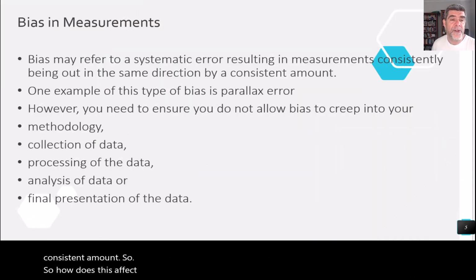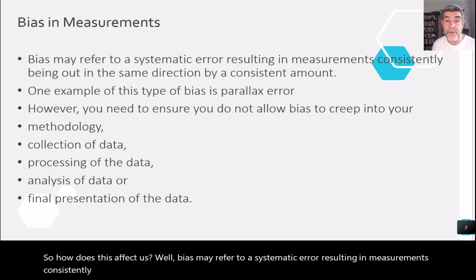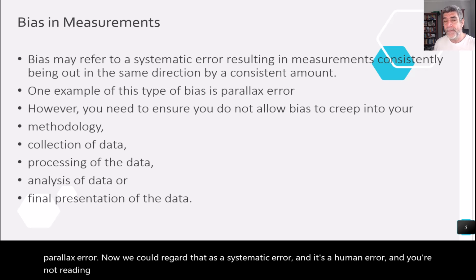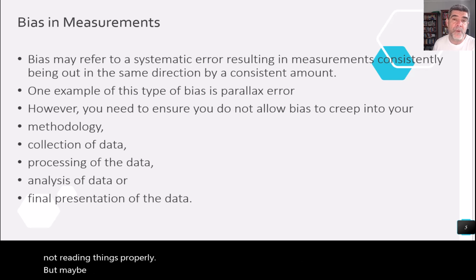Well, bias may refer to a systematic error resulting in measurements consistently being out in the same direction by the same amount. So an example of bias is parallax error. Now, we could regard that as a systematic error and it's a human error and you're not reading things properly. But maybe there's a reason why you are consistently doing this sort of thing.